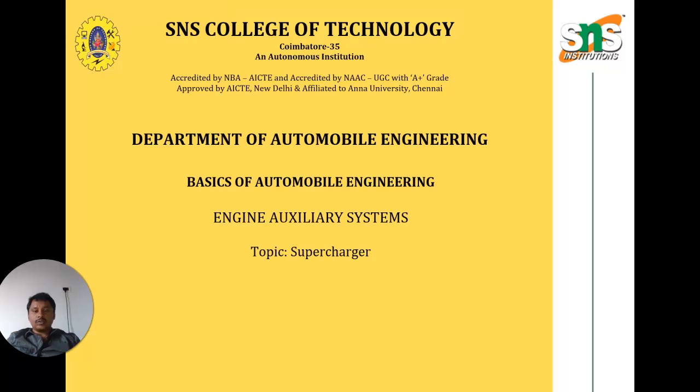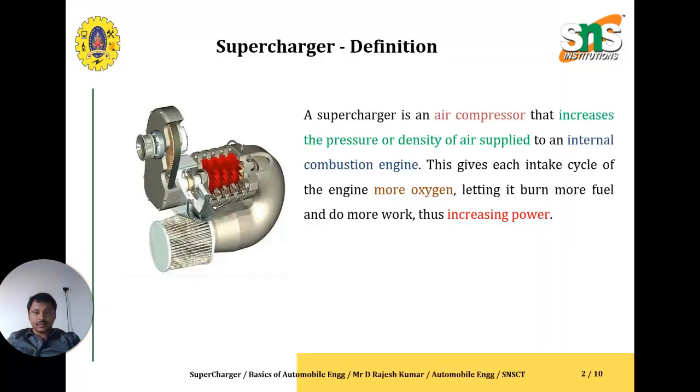Today we are going to see about superchargers. Before going into the topic, we must know the engine auxiliary systems. One is the turbocharger, another one is the supercharger. The turbocharger uses the power of the exhaust gas and forces the atmospheric air in a compressed manner. It passes through the intercooler and then reaches inside the engine. So that is about the turbocharger, which uses the engine's exhaust gas. The power of the engine's exhaust gas is used to compress the fresh charge.